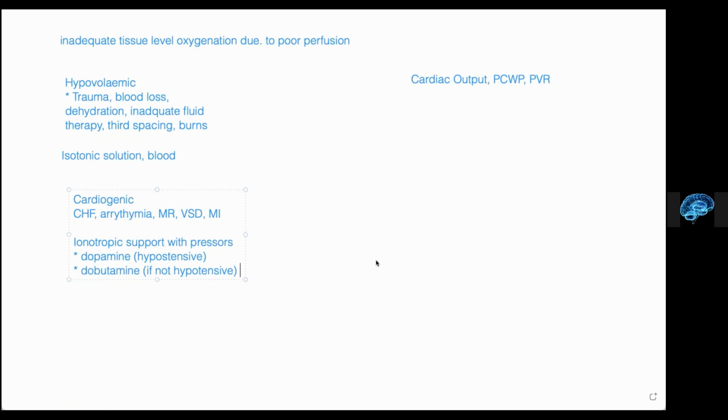And there are actually a lot of positive inotropic agents. For example, digoxin, and calcium is actually another positive inotropic agent. Of course, the catecholamines, such as dopamine, noradrenaline, dobutamine, are all inotropic. And then there are vasopressors. When people talk about pressors, they mean vasopressors.